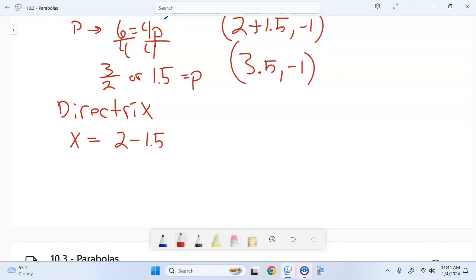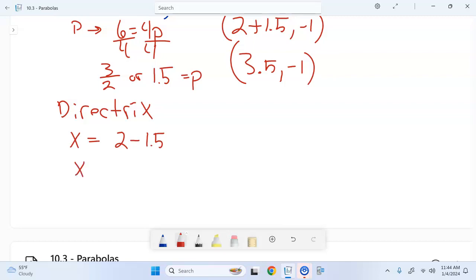The x value of the vertex minus the focal length, because we're going in the opposite direction. We added our focal length to get our focus. We're going to subtract our focal length to get the directrix. If my parabola opened the opposite way, then we would do the opposite thing. If we're moving to the right, add. If we're moving to the left, subtract. If we're moving up, add. If we're moving down, subtract.